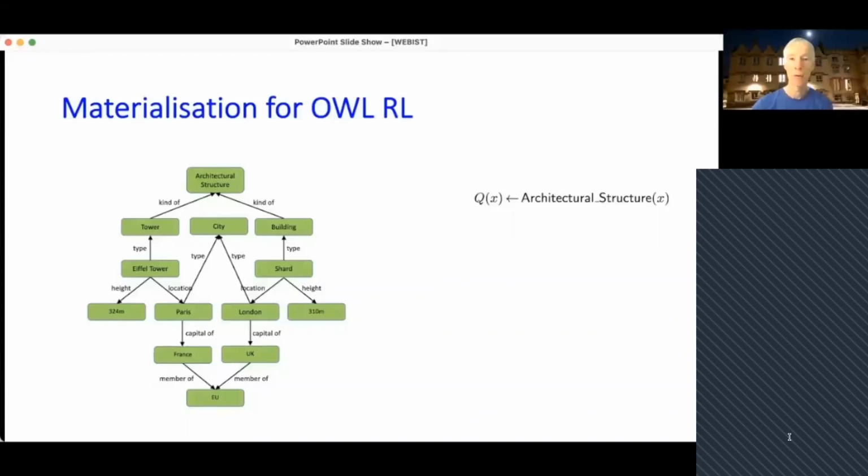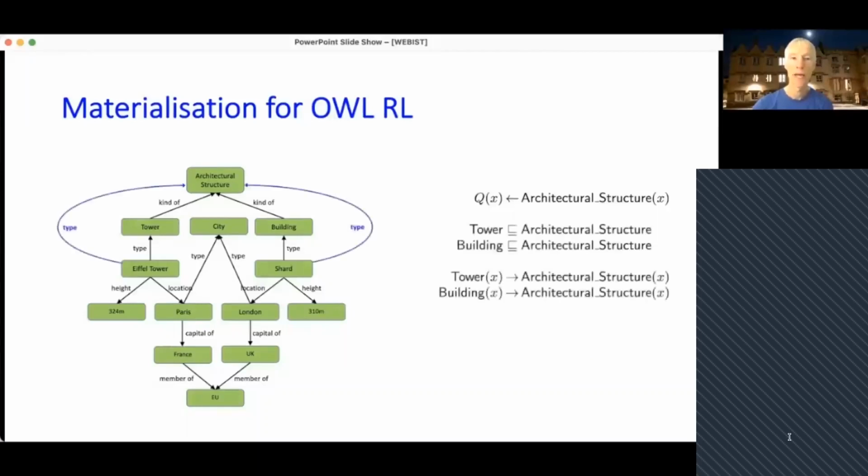If we consider our running example knowledge graph and query, then exhaustively applying datalog rules corresponding to the inclusion axioms would add type edges from Eiffel Tower and Shard to architectural structure. We can now answer the query directly over the graph, or equivalently over the set of datalog facts, with the answer being just those individuals that are explicitly stated to be instances of architectural structure.